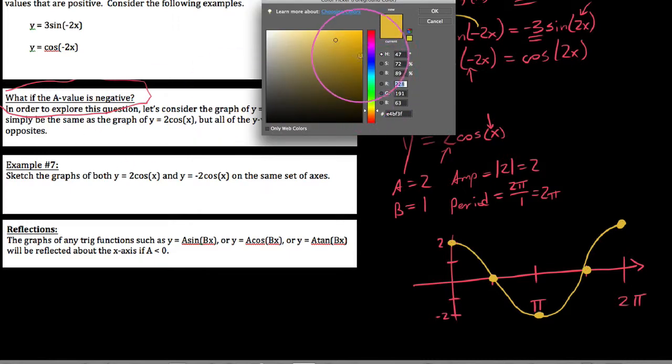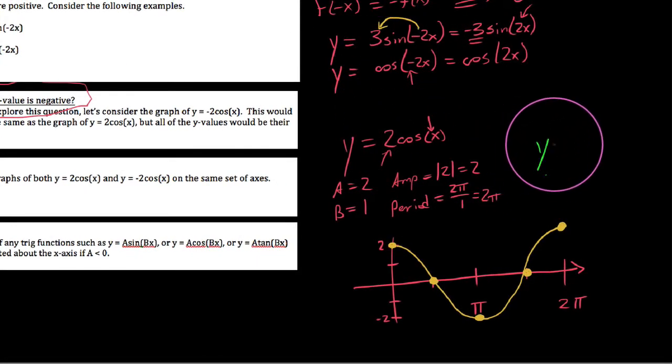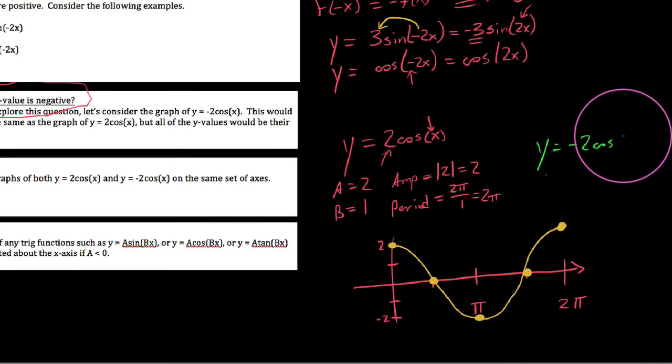Now I'm going to switch out colors. We'll go with a green here. But what if we were to graph in green y equals negative 2 cosine of x? What I want you to notice first of all is that the a value is negative, but it has the same size, the same magnitude, as this graph over here.